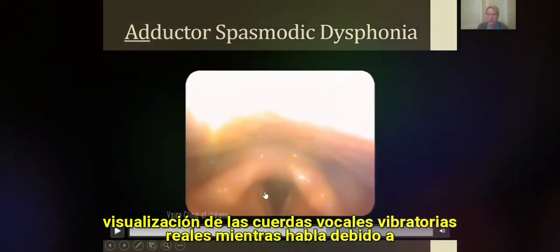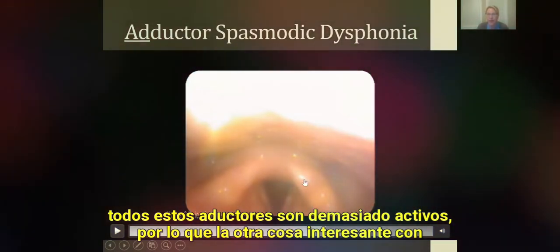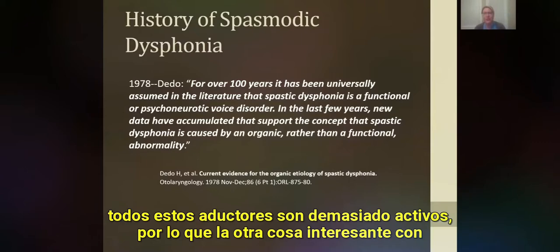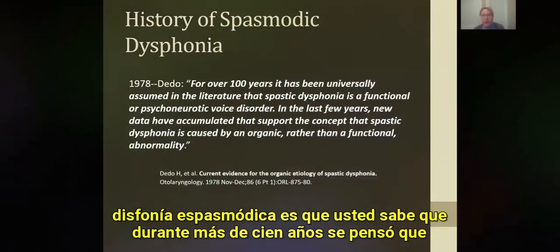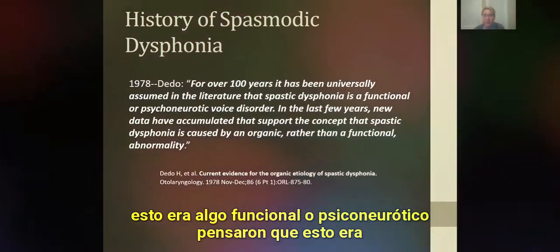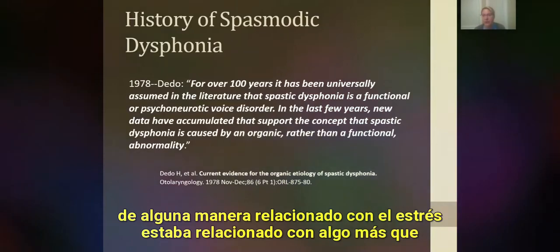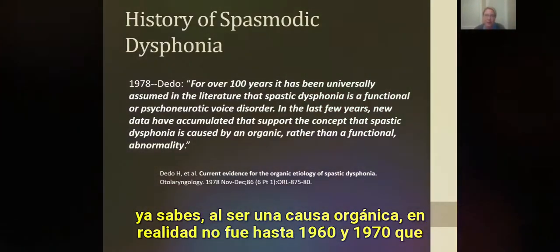And you almost lose visualization of the actual vibratory vocal folds as she's speaking because of all these adductors being so overactive. So the other interesting thing with spasmodic dysphonia is that for over 100 years, it was thought that this was something functional or psychoneurotic. They thought that this was somehow stress-related. It was related to something other than being an organic cause.